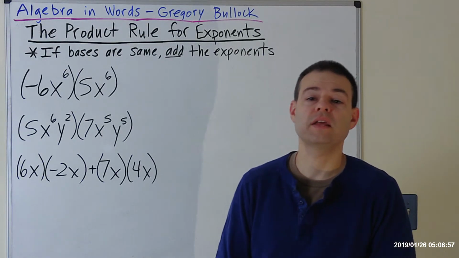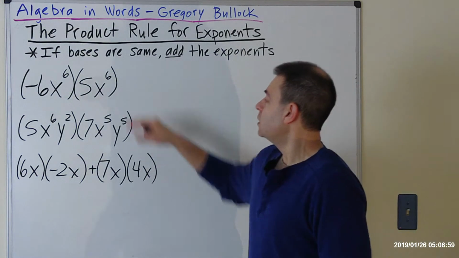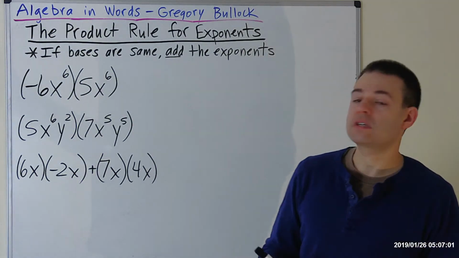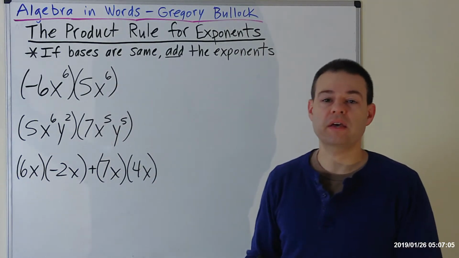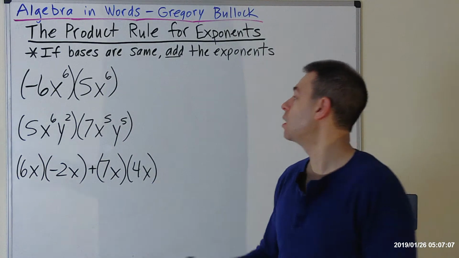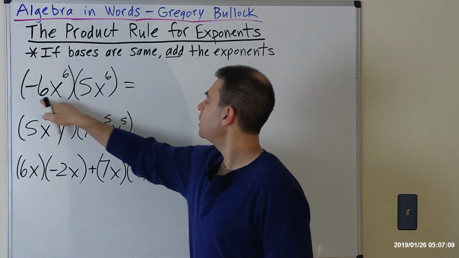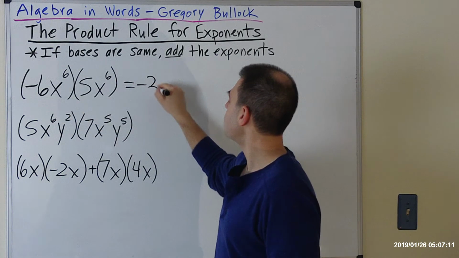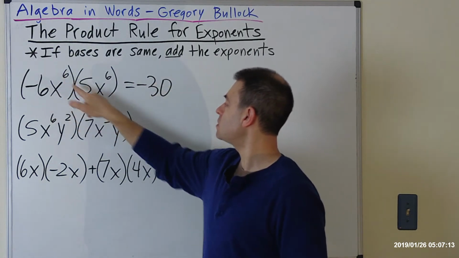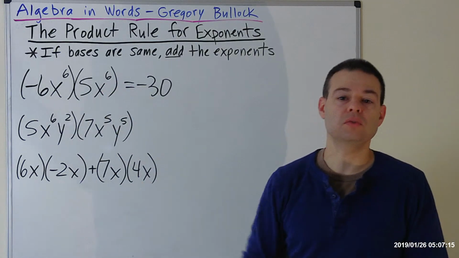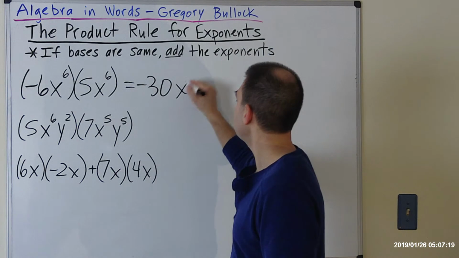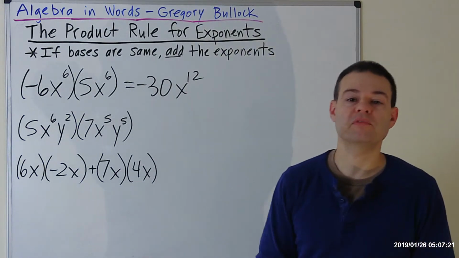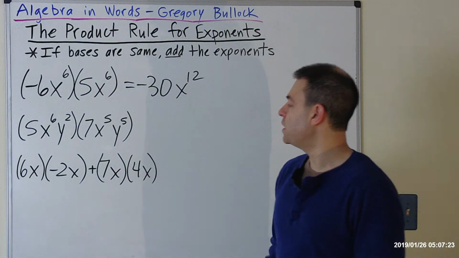Let's take a look at the next set of problems. Let's look at this one. We have negative 6x to the sixth times 5x to the sixth. And once again, start with the coefficients alone. Negative 6 times 5 is negative 30. And then x to the 6th times x to the 6th, which you should think of as x to the 6 plus 6, is x to the 12th. And that problem's finished.